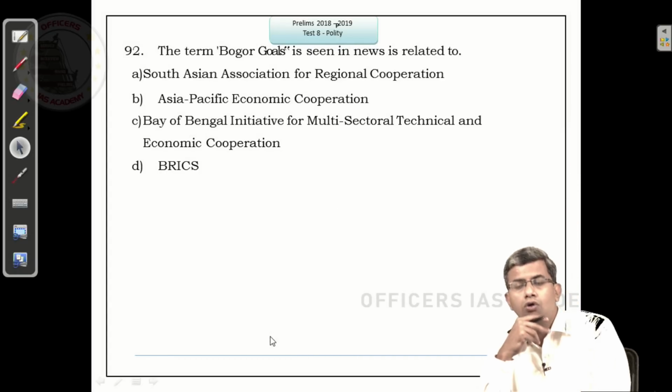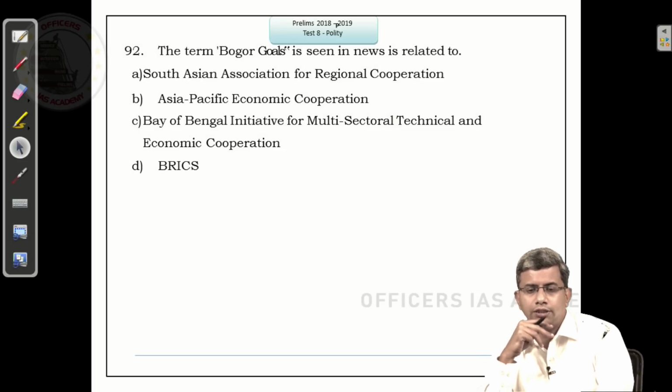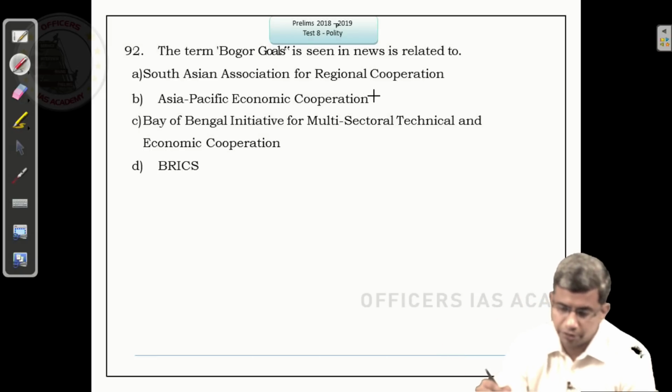The term Bogor Goals, seen in the news, is related to the Asia Pacific Economic Cooperation. It was agreed in Bogor in Indonesia. So the correct answer is Asia Pacific Economic Cooperation.